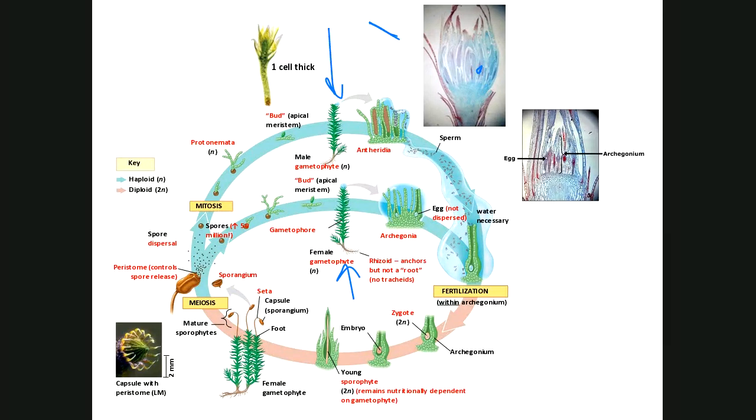Okay, antheridia produce sperm which have to swim through water. They've got to have water, a little drop. They swim from droplet to droplet until they find an archegonium, and it's all chemical cues that bring them together. They swim down the archegonium and they fertilize the egg inside of the archegonium.